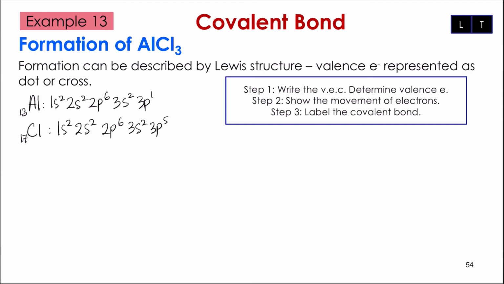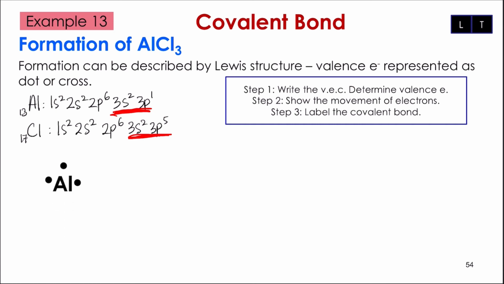After that, tentukan VEC. I have VEC for aluminium, 3s2, 3p1, and VEC for chlorine, 3s2, 3p5. So dalam setiap VEC, saya ada 3 valence electrons untuk aluminium and 7 valence electrons for Cl. So saya harap from now on, at least try to memorize element yang common one, the valence electrons. So you boleh jimatkan masa instead of writing the full electronic configuration. So let's get back to the question. Show the Lewis dot symbol for aluminium and chlorine.